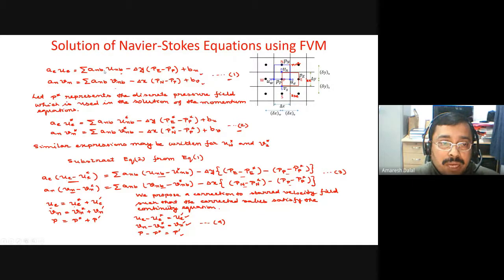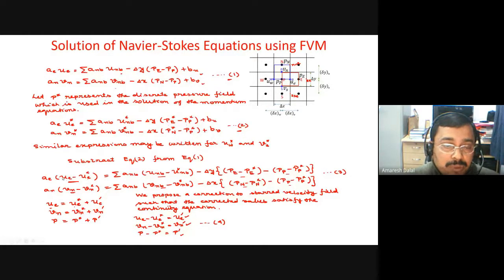Okay, so now we are writing these equations with the guessed pressure value and with the provisional velocity. So now these equations, if we subtract equation 2 from equation 1, then we can write down like this. Now here we propose a correction to the star velocity, Ue prime, such that it will become the original velocity Ue, which will satisfy the continuity equation. So Ue is equal to Ue star plus Ue prime. So obviously you can write Ue minus Ue star is equal to Ue prime, and similarly Vn minus Vn star is equal to Vn prime, and P minus P star is equal to P prime.